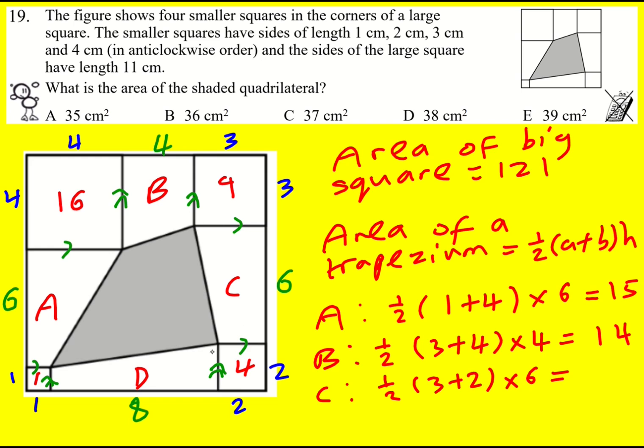So 3 and 2 added together divided by 2 times 6. It's going to be 3 times 5, 15. And then D, a half, 1 plus 2 times 8. So 4 times 3, 12. Brilliant.